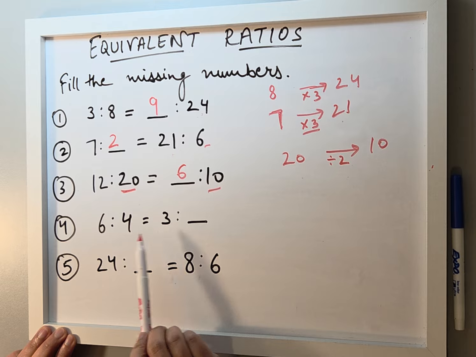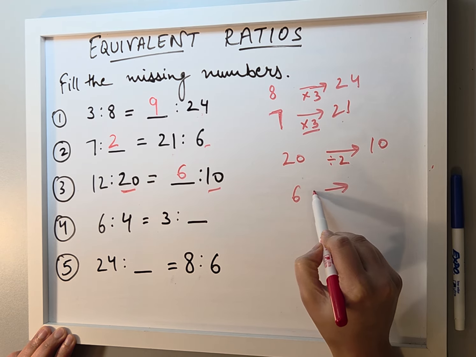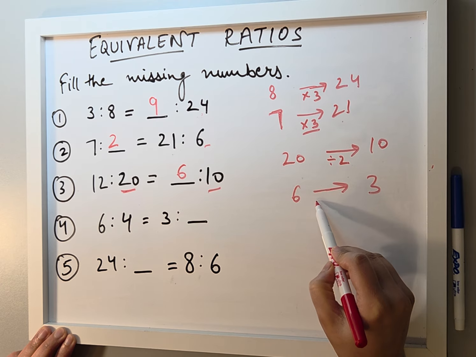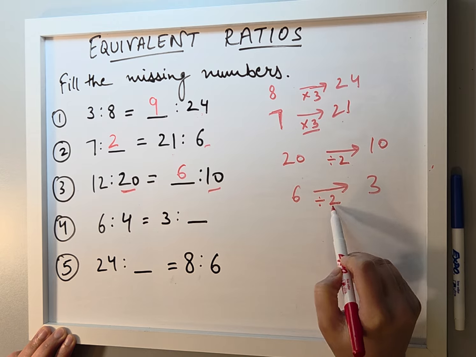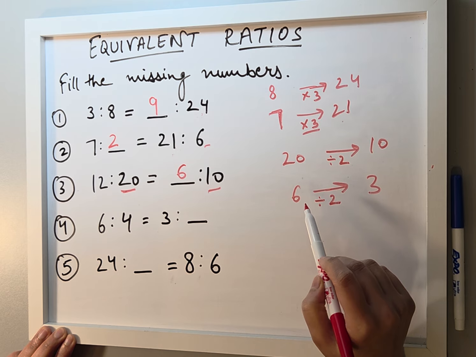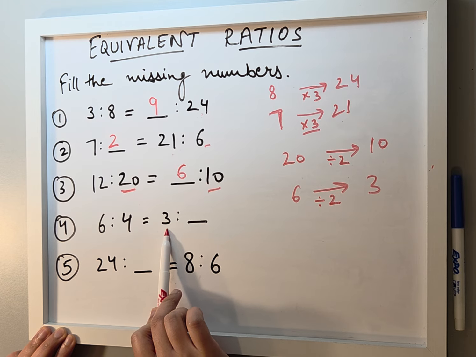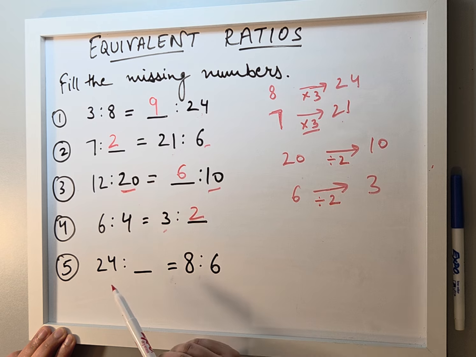Okay. Now in this one, the first numbers are given. So 6 translates to 3. So how will 6 translate to 3? Again, it will have to be divided by 2 because 3 into 2 gives us 6. Okay. So 6 divided by 2 gives us 3 and 4 divided by 2 will give us 2.